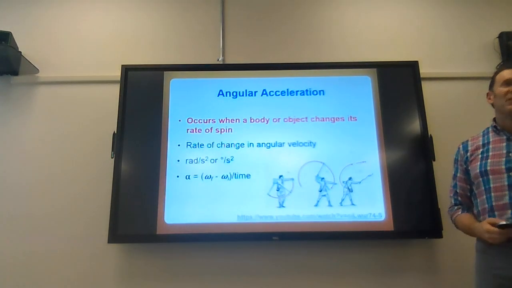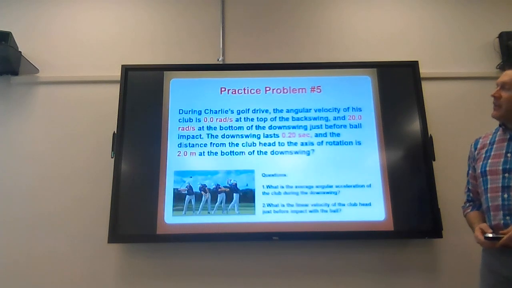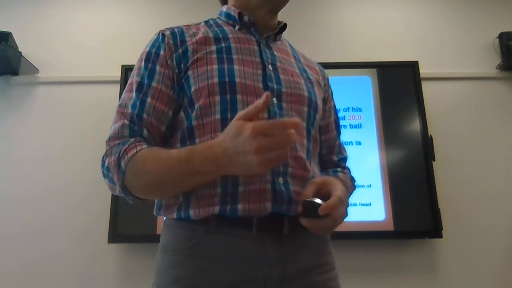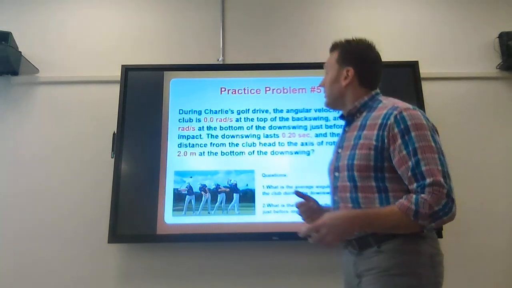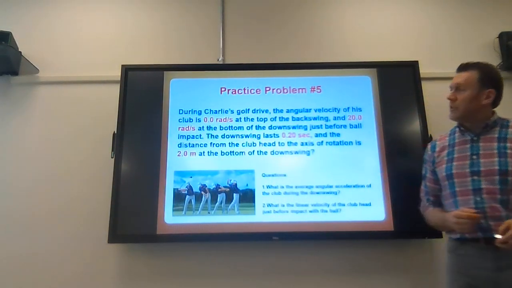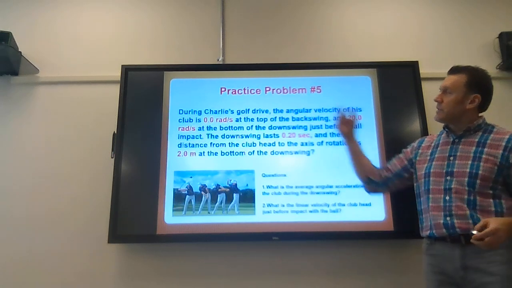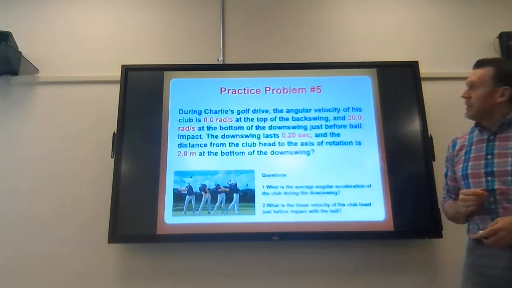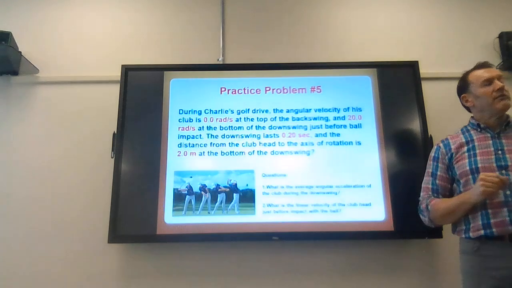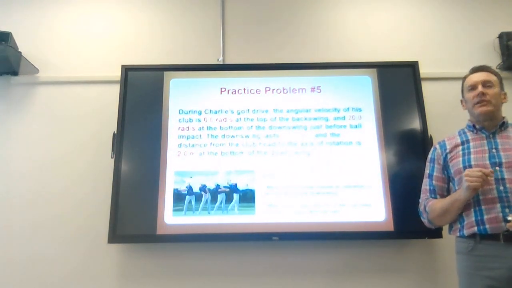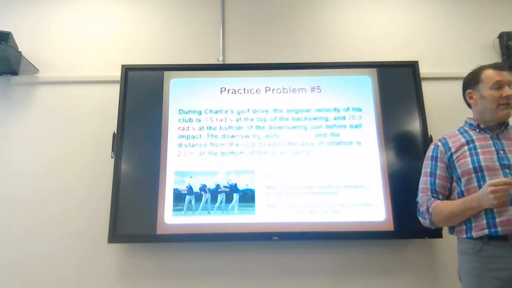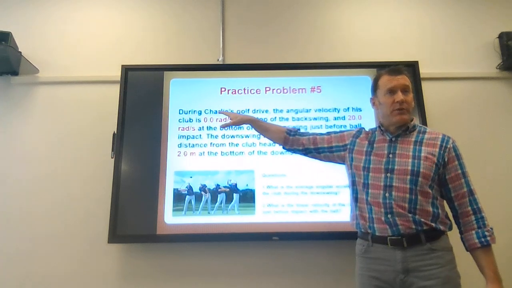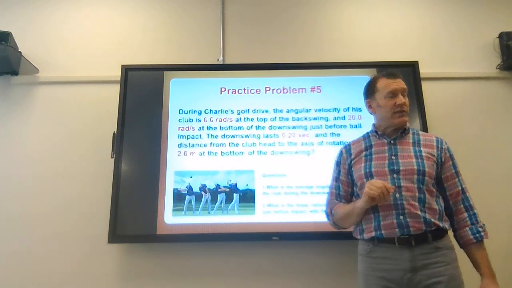To apply that, to look at the change in angular velocity over a period of time, we can quickly solve this problem. During Charlie's golf drive, the angular velocity of his club is 0 radians per second at the top of the backswing. Coming to the top of the backswing, eventually you come to a stop, right? So at that point, just before the downswing, it's 0 radians per second.